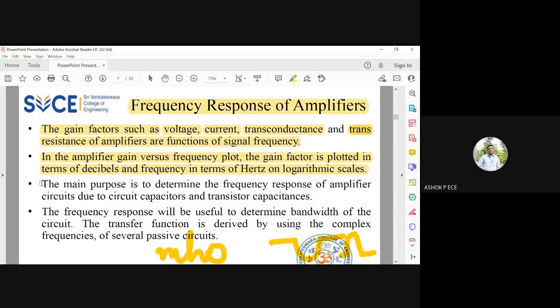The main purpose is to determine the frequency response of the amplifier, and the high frequency matters mainly because of the capacitors. Remember this: capacitors start playing differently at high frequency. The capacitance effect will be predominantly seen at high frequency. That is the reason why we analyze an amplifier at high frequencies. From the frequency response, I can find the maximum gain, the bandwidth, and the transfer function. After drawing the frequency response, I can measure all these parameters from the graph.